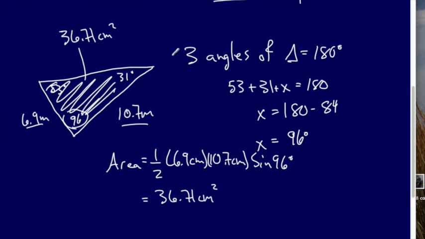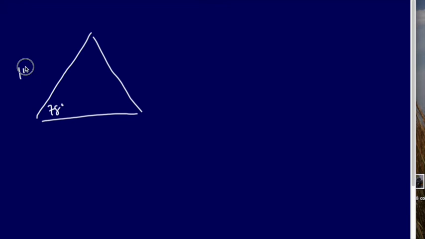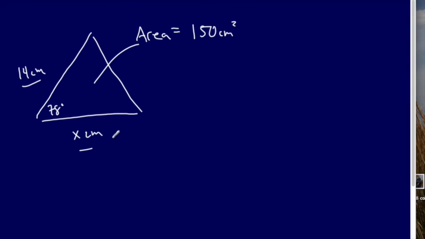Okay. There is one different way to do this that we're interested in, and that is if we're given the total area of a triangle. So let's say this triangle here has values of 78 degrees, 14 centimeters over here, and x centimeters over here. And let's say that the area is equal to 150 centimeters squared. We're given different pieces of information, but here we're going to use the exact same formula as before, because I have two lengths here, and I also have a contained angle.